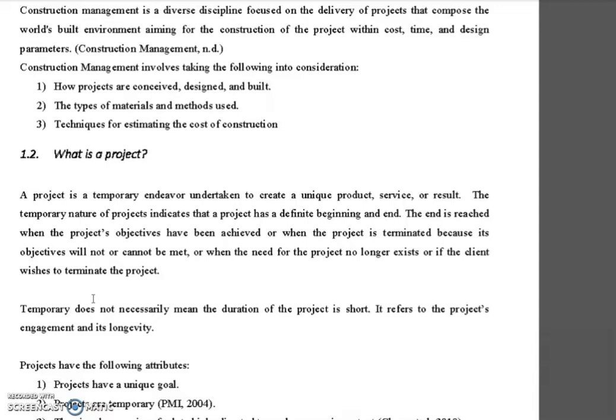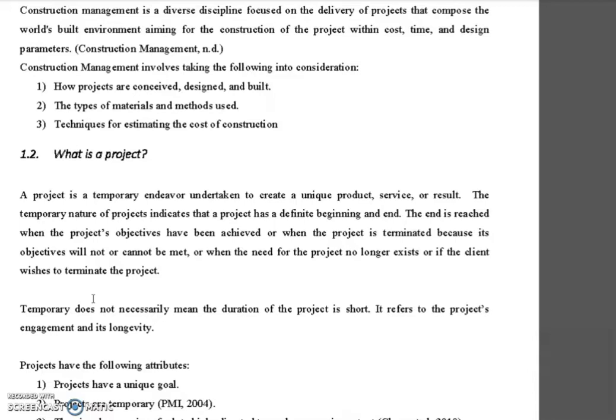So it is temporary. Something which is temporary is not continuous. When we say temporary, it doesn't mean that it's a short period of time. No, temporary means it has a start and an end. This means temporary. And the word undertaken: why we do the project, undertaken to create a unique product.